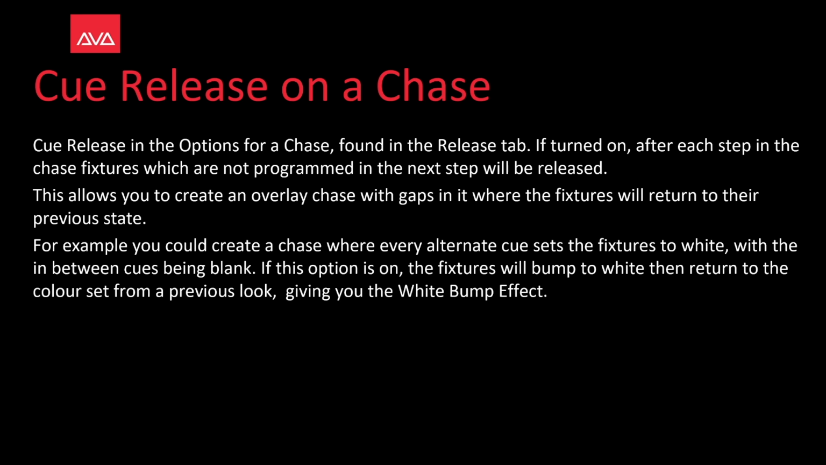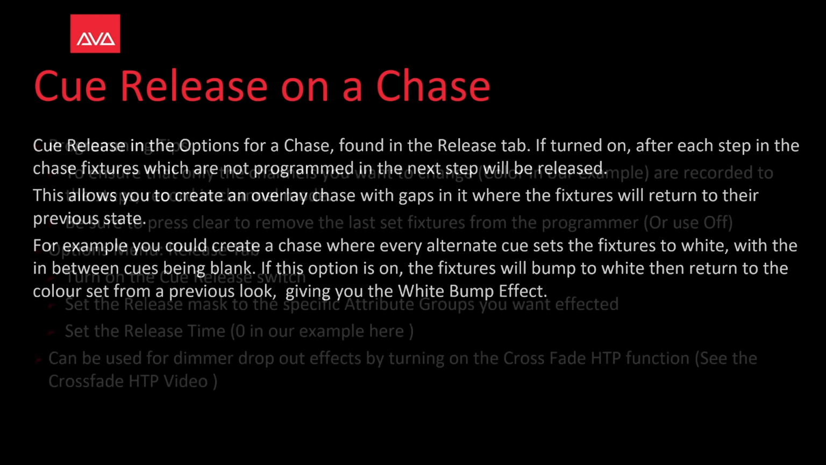previous state. For example, you can create a chase where every alternate queue sets the fixtures to white, with the in-between queues being blank. If this option is on, the fixtures will bump to white and then return to the color set from a previous look, giving you the white bump effect.